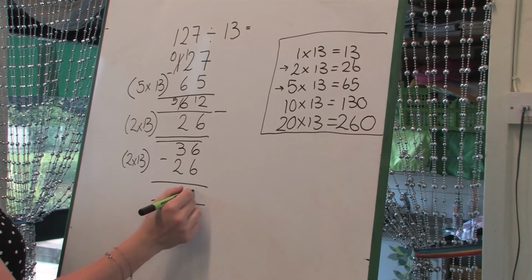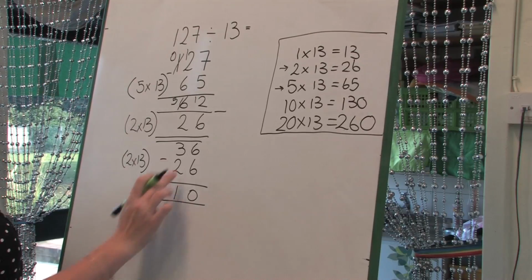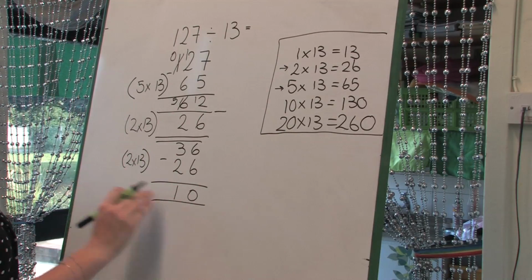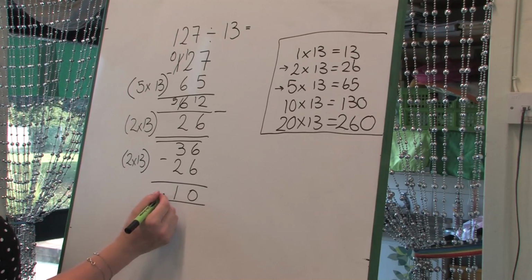6 take away 6 is 0. 3 take away 2 is 1. Now we're left with 10. Can we take another chunk of 13 away from that 10? No, we can't. So we need to remember that's going to become our remainder later on.